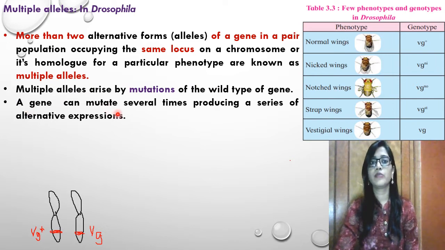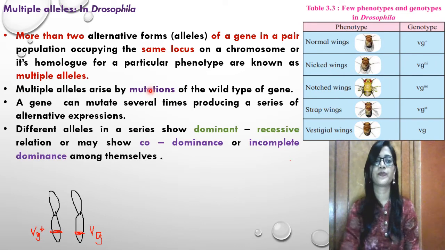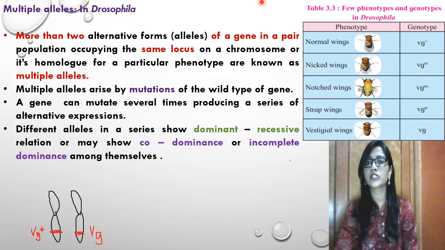A gene can mutate several times, producing a series of alternative expressions. So we are getting a series of alternative expressions in the form of phenotypes and genotypes, and these alterations are because of the process known as mutation. Different alleles in a series show dominant and recessive relationships. This is the dominant one, this is the recessive one.